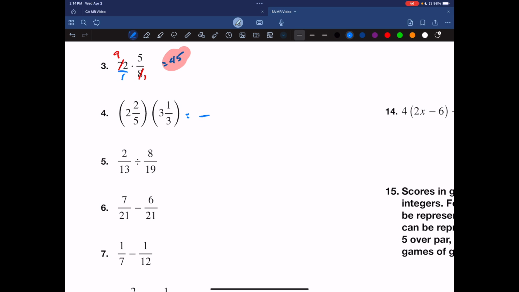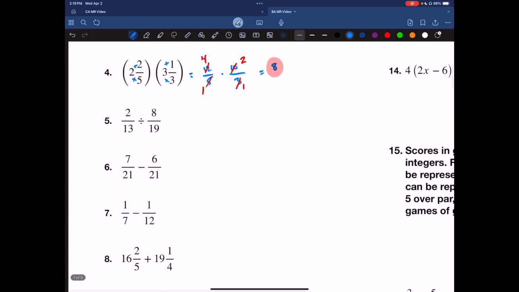All right, but 5 times 2 plus 2, that's going to be 12 over 5 times 3 plus 1 is 10, so it's 10 over 3. Again, we're going to reduce where we can. 5 goes into 5 one time, 5 goes into 10 twice, 3 goes into 3 one time, 3 goes into 12 4 times. So that's going to be 8.